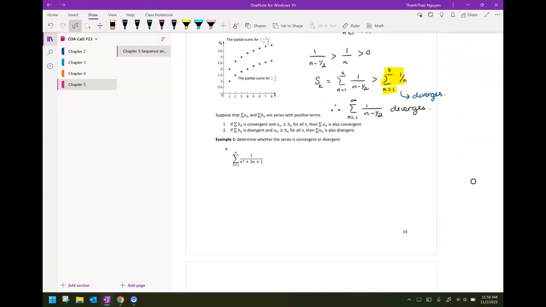Let's take a look at the first example. Determine whether the series is converged or diverged. So the a sub n term is equal to 1 divided by n cubed plus 3n plus 1. And let b sub n equal 1 over n to the third. Okay, so here in this case, we see that a sub n is less than b sub n.